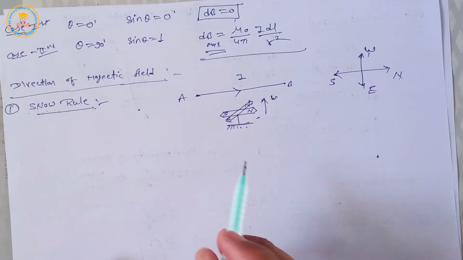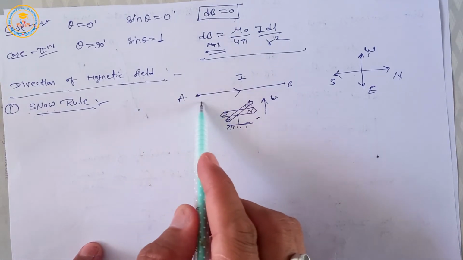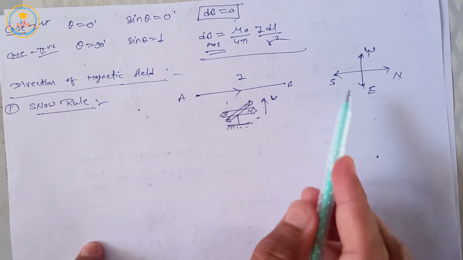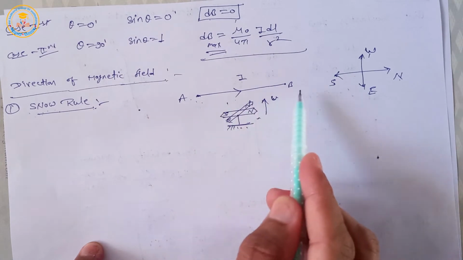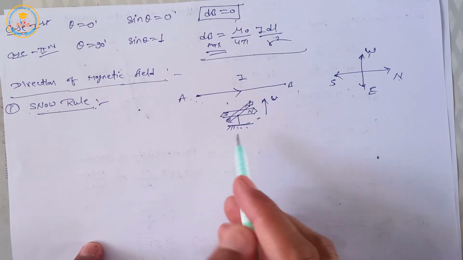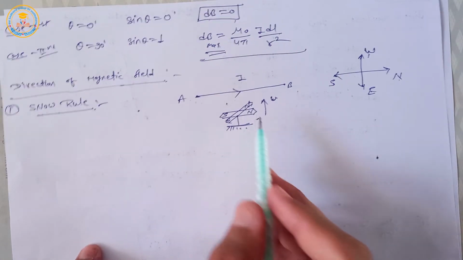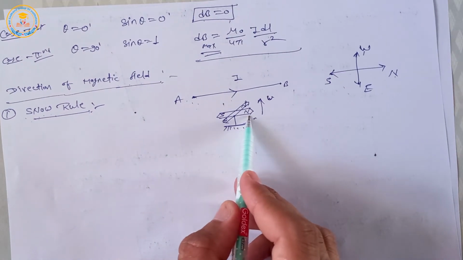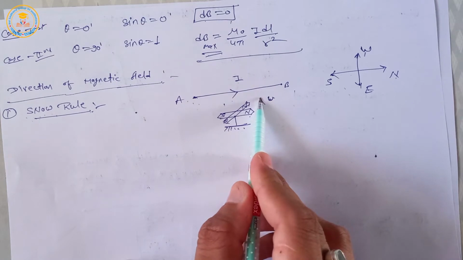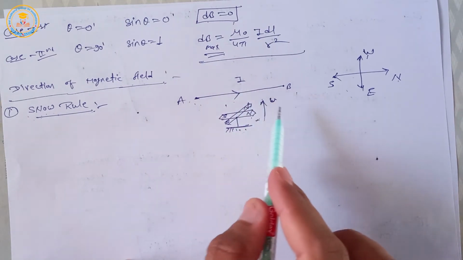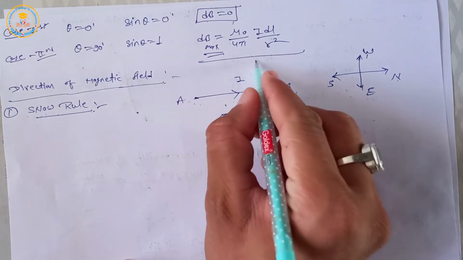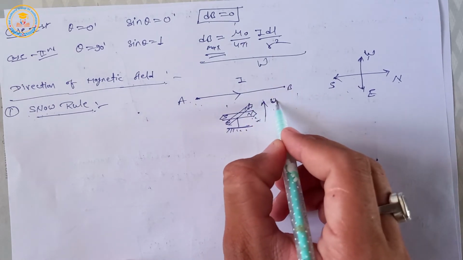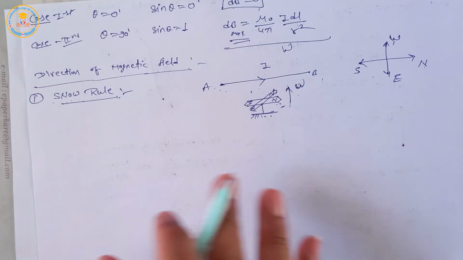Again, repeating: if the current is flowing in a conducting wire from south to north, according to this compass, and a magnetic needle is placed over the conducting wire, then the north pole of the needle deflects in the direction of west. This is the west direction, so the north pole deflects in the west direction. This is the SNOW rule.